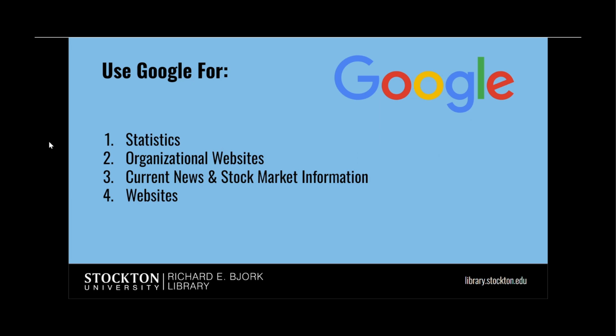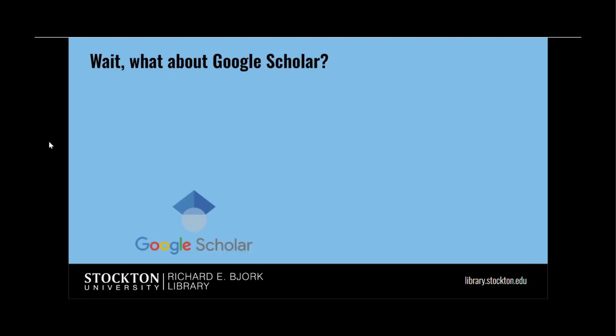So now we talked about popular sources, and we know that we can find peer review and popular sources on our databases, on our library website. What do we go to Google for? Google is really great for information that we can't find on Flashfind on these databases. It's current information. It's things like statistics, different organizational websites, or where you can find jobs, current news and stock market information, and of course, just average websites. Those are things that don't live in Flashfind. They don't live in the databases.